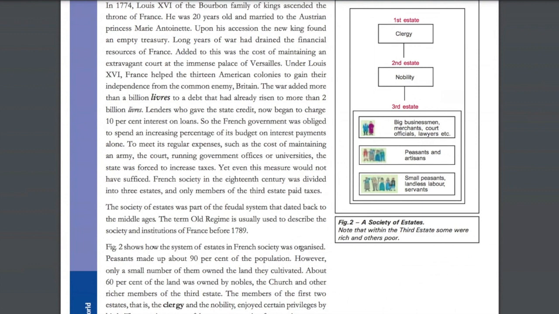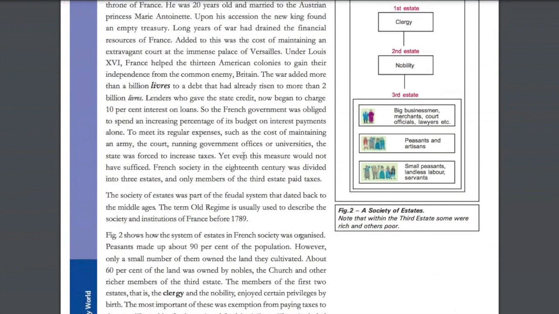So also tell me what is the feudal system? Feudal system is the old regime. So the old regime is France before 1789. So the feudal system tells us about the three different estates that were there in France before 1789. So this tells us about the old regime and feudal system of France.